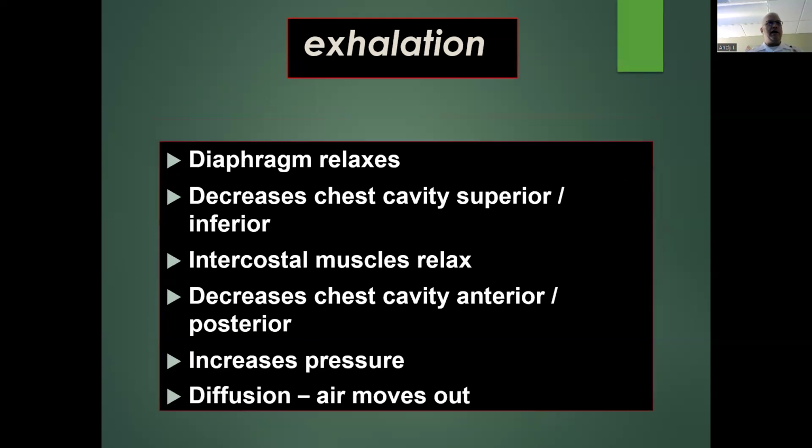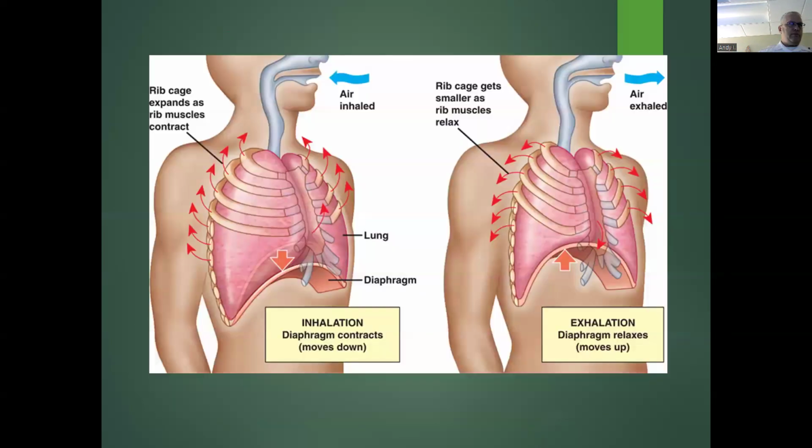And then when we exhale, it relaxes, the diaphragm relaxes, the chest cavity relaxes, it gets smaller. Now because it's getting smaller, it's actually creating pressure as it comes back in. So we want to normalize pressure and diffusion, and that air will go out. So it goes from a higher to a lower pressure. All right.